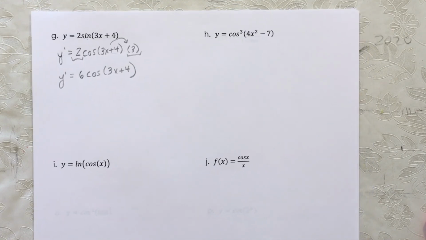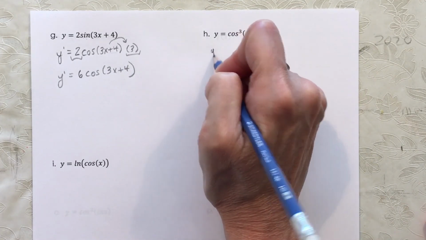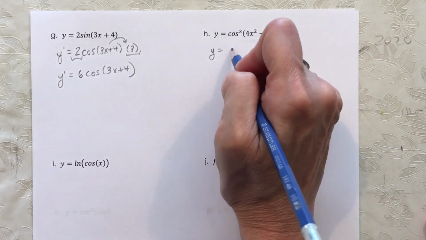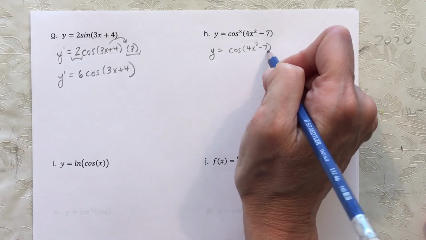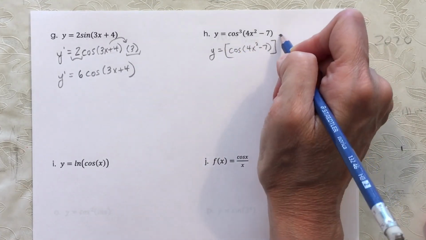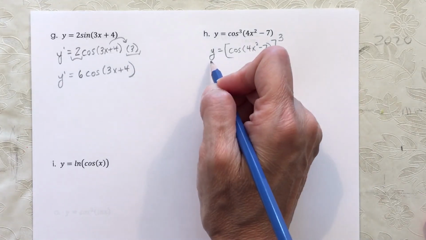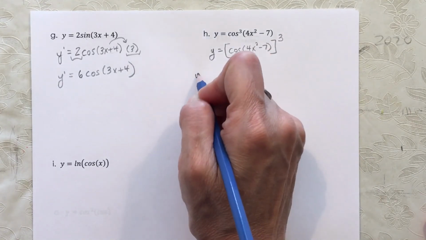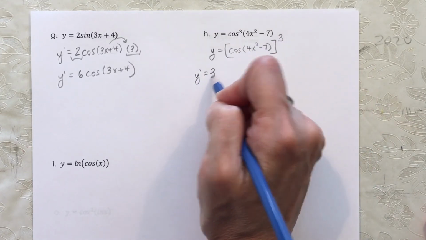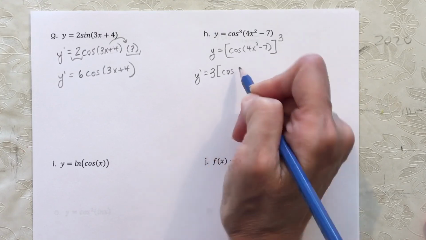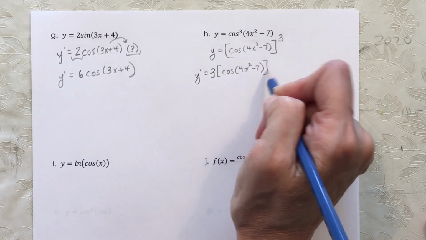So y equals cos cubed of 4x squared minus 7. So again, I would probably first just rewrite y as the cos of 4x squared minus 7, all cubed. So it's a chain rule first. So that's just y rewritten. So now I'm going to find y prime. First I'm going to do the chain rule. So the 3 comes down times the cos of 4x squared minus 7, squared.